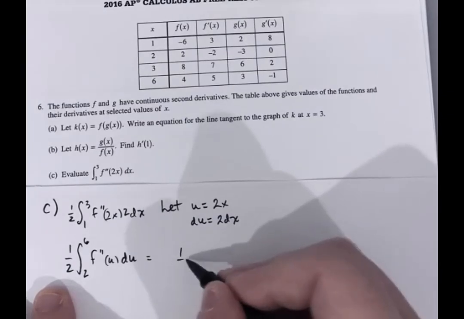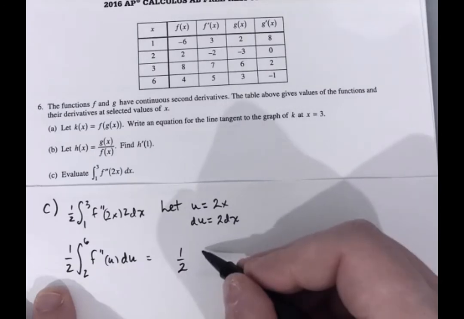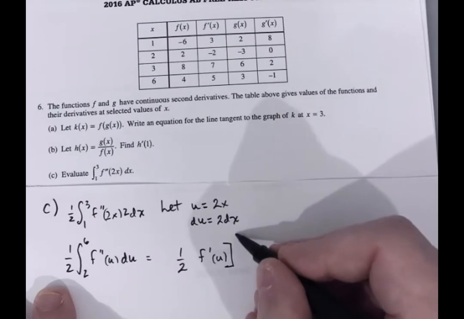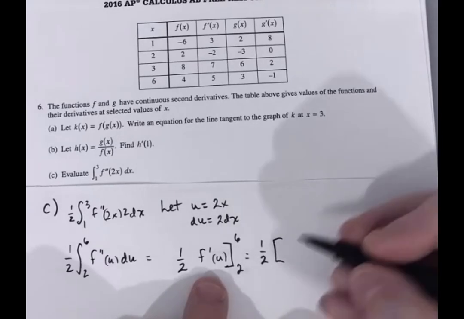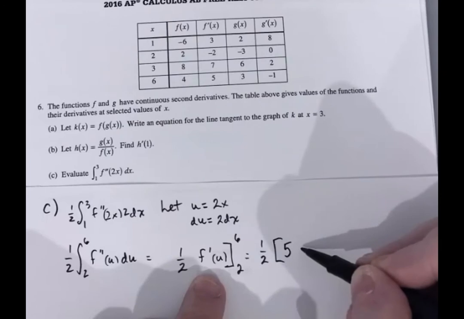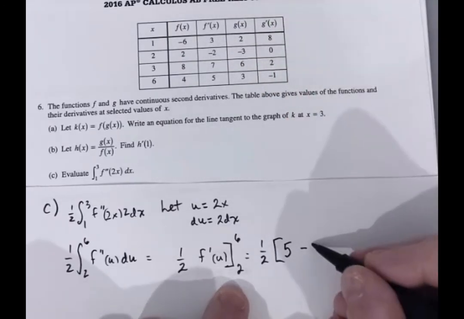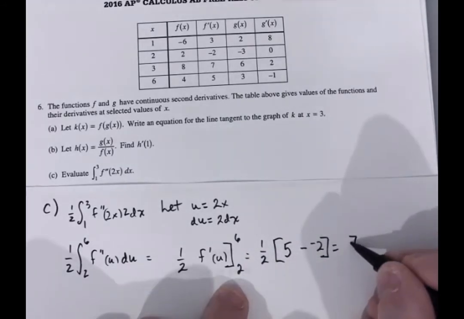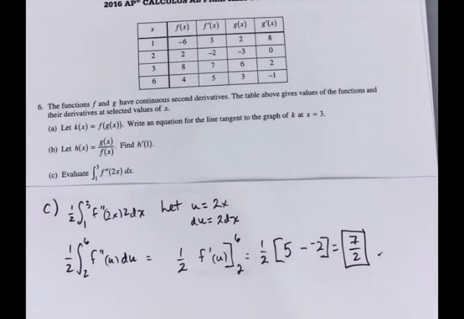So now I have 1/2 times the integral of a second derivative, which is going to be f prime, evaluated from 2 to 6. So I need 1/2 times f prime of 6, which is 5, minus f prime of 2, which is negative 2. And of course, 5 minus a negative 2 is 7, times a half is 7 halves. And so the final answer to this problem is 7/2.